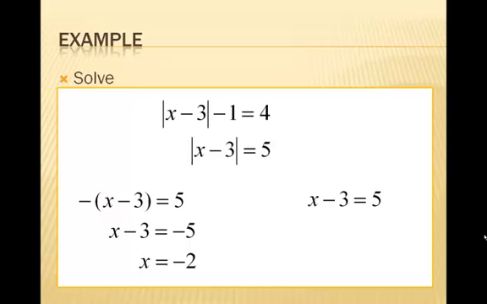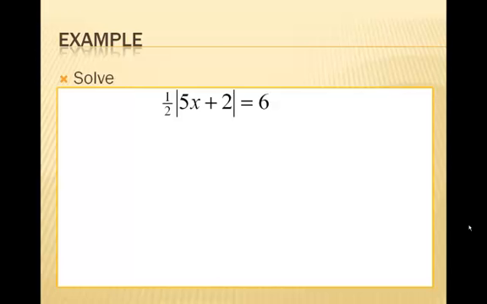Now let's take a look at the second problem. For this one, there's not a whole lot of work. All you have to do is add 3 to both sides, and that will give you x equals 8. So in this way, we can find both solutions: x is equal to negative 2 and x is equal to 8. Now remember, if you're ever unsure about your solutions, you can take them and test them in the original equation just to see if they balance out.